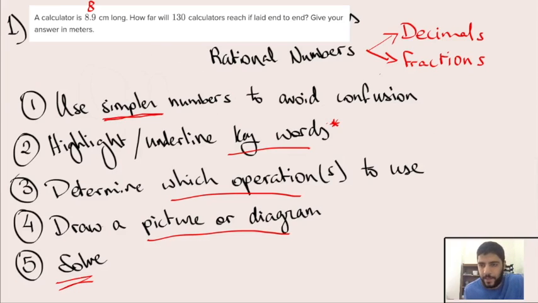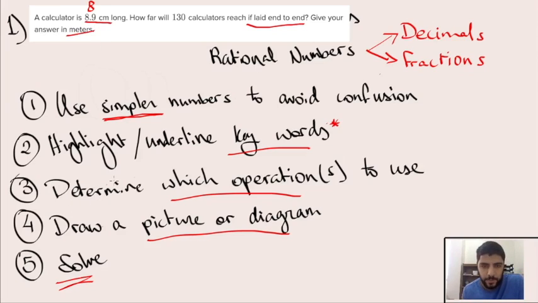Okay, and then let's see. Highlight and underline keywords. So a calculator is 8.9 centimeters long. How far will 130 calculators reach if laid end to end? So we're laying them end to end, meaning right next to each other, one after the other, right? Give your answer in meters. So it says give our answer in meters, but our measurement here is in centimeters. So we have to remember that.